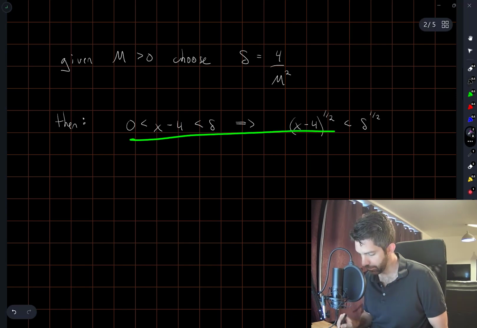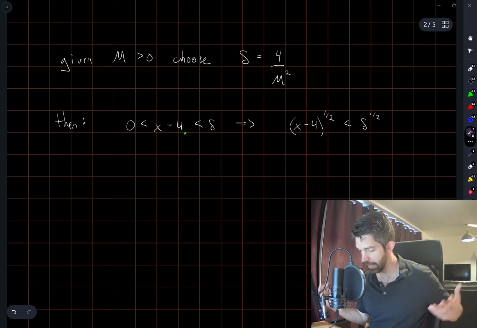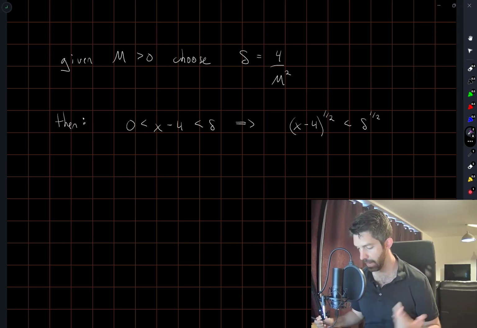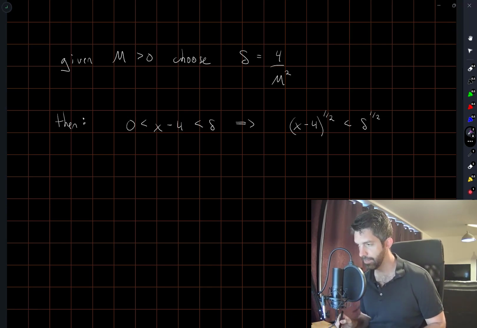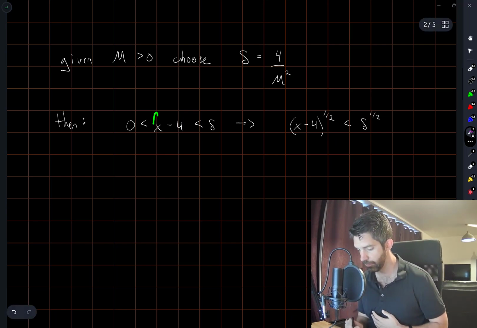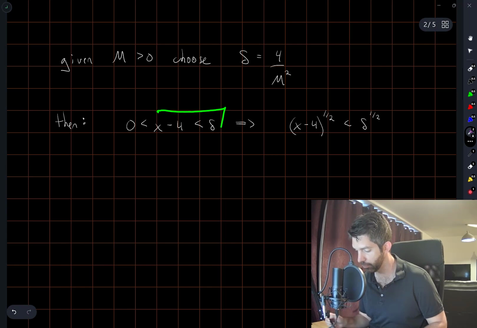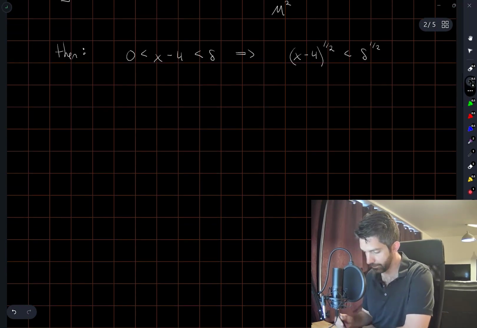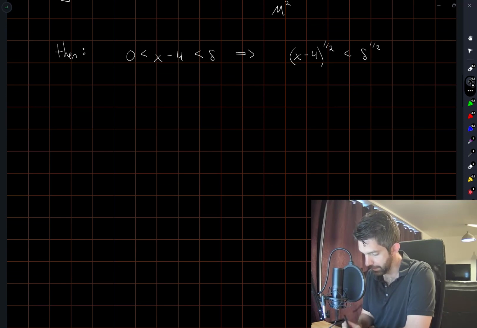So I can do this. This implication is true because x minus 4 is positive, so we're allowed to take a square root or a power of a half. And taking the square root function is monotone, so monotone increasing, so it preserves inequalities. If I take a square root of x minus 4, that'll be less than a square root of delta. And then from this, I can manipulate this.